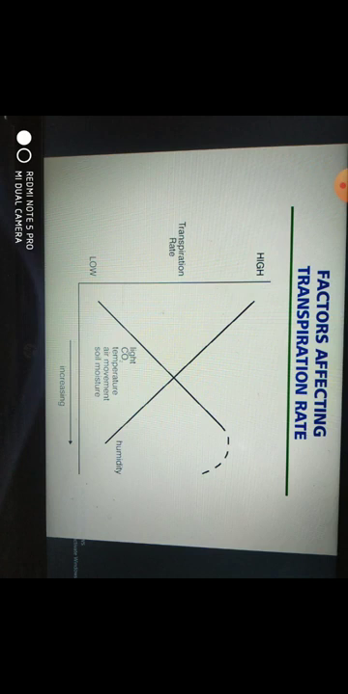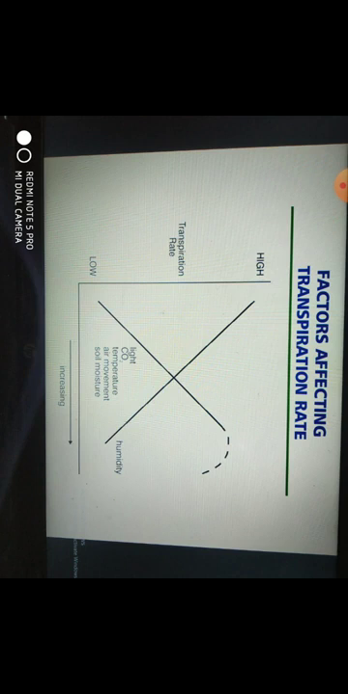There is a graph given over here, and on the left side you will find the transpiration rate. At the bottom it is low and at the top it is high. On the x-axis you will find external factors like light, carbon dioxide, temperature, soil moisture, air movement. Whenever light increases, the rate of transpiration increases. Same is the case with carbon dioxide, temperature, air movement and soil moisture: as they increase, transpiration also increases.